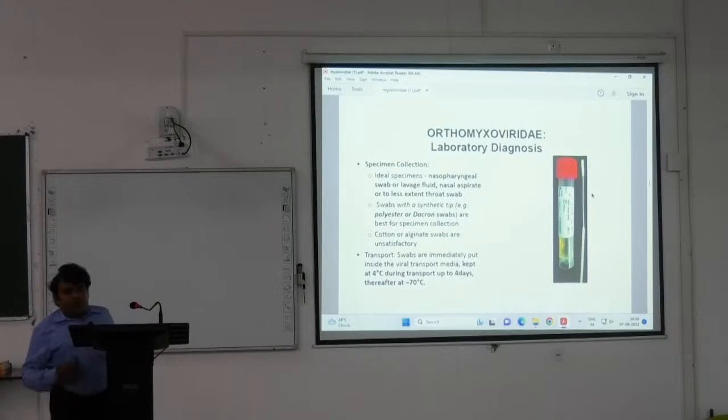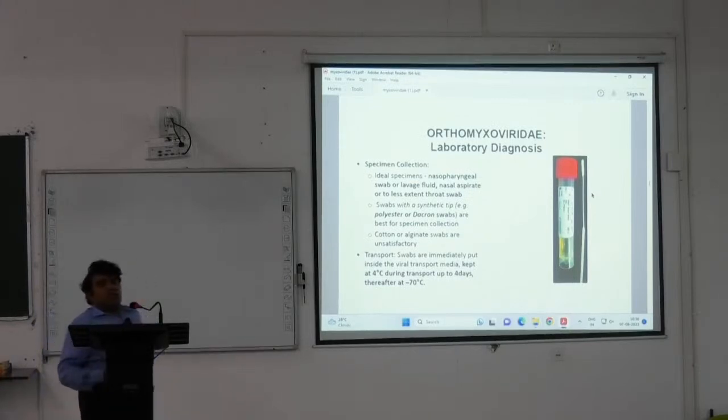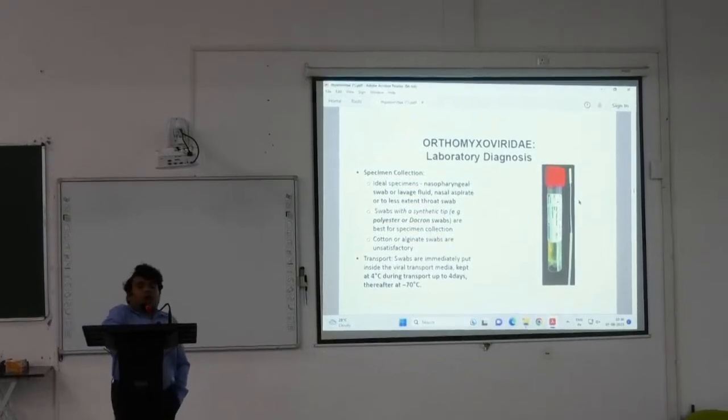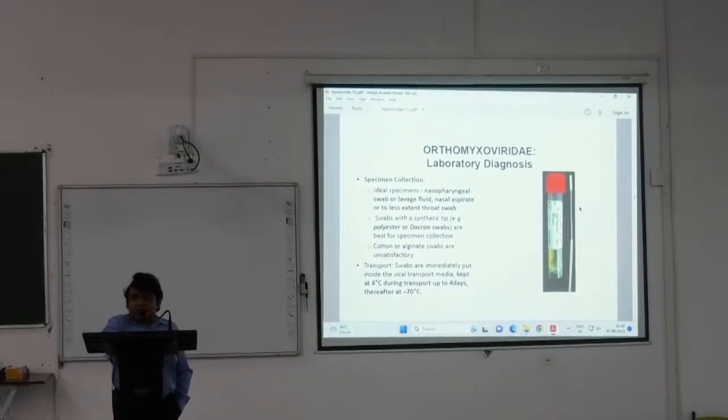Now, before coming to prevention, let us look at the laboratory diagnosis. For this case, the sample would be predominantly the respiratory tract sample, that would include nasopharyngeal swab or lavage, nasal aspirate and throat swab. The best diagnostic modality is by RT-PCR or reverse transcriptase polymerase chain reaction.